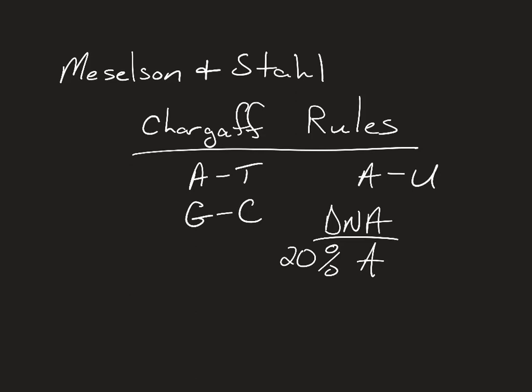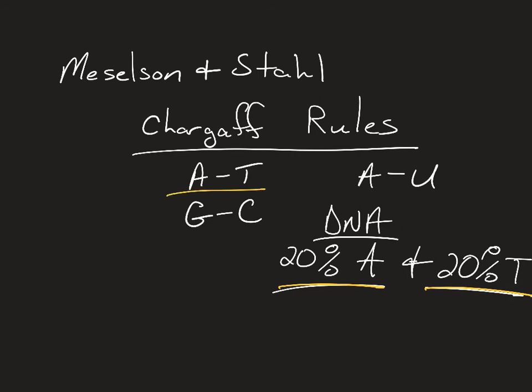40%. You got it. Somebody else figured it out. You had to put some thought into that. 20% A means what? 20% what? T. No. You're not thinking it through. Listen. 20% A means you have 20% T. That's correct, because for every A you have a T. And I got 60 left. So what are the rest? 30 and 30.